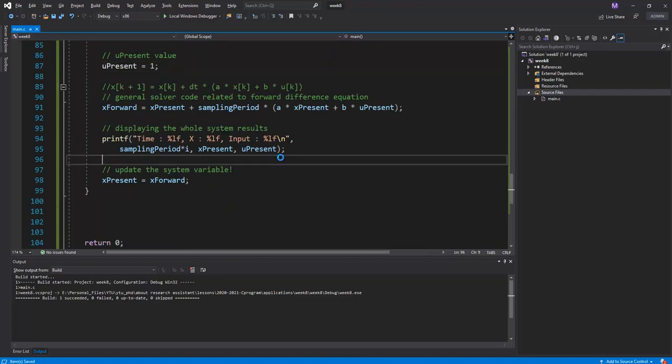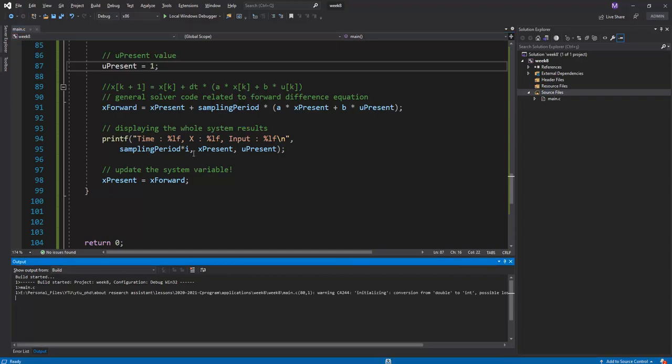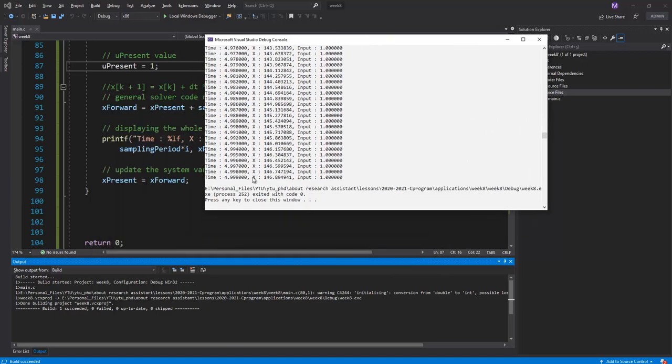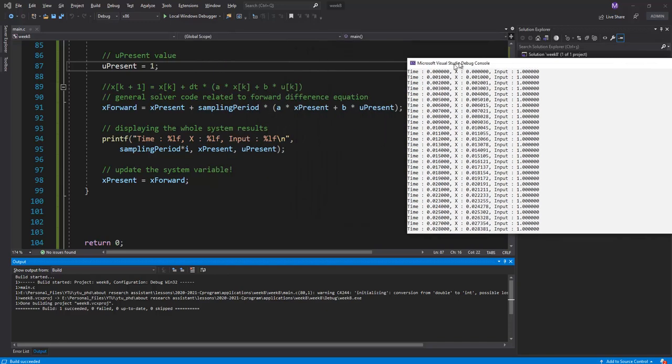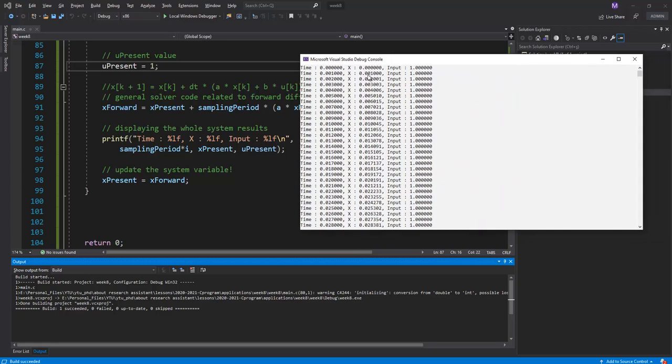Okay, and so if we run this code, the time value is increased like this one. This is the general history of this equation. Time is increased with the sampling period. At each process, x is changed, but always increasing.